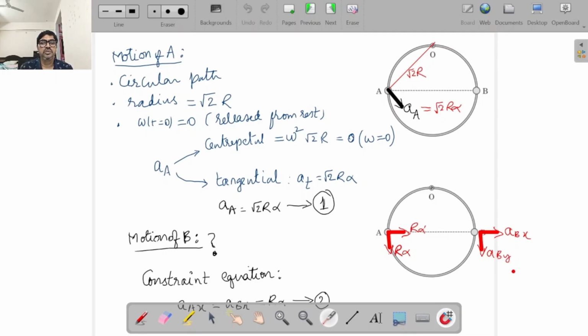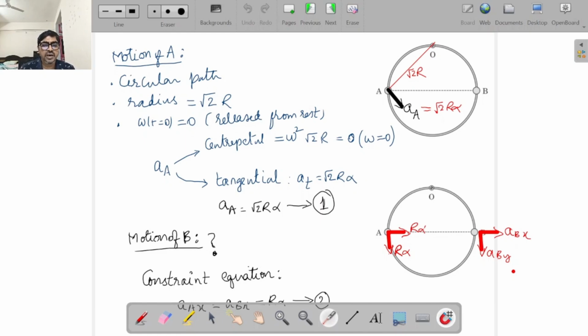As long as it goes in a circular path of radius root 2r. That is the distance you have. R down and R horizontally, root over r square plus r square. Root 2r is the radius in which it will oscillate. Alright. So that is the circular path you have. And released, so initial angular velocity is 0.